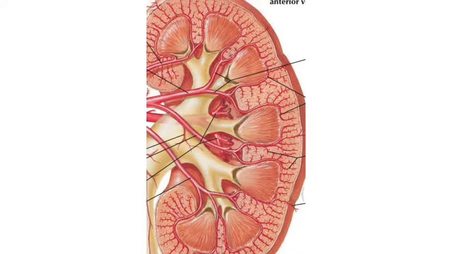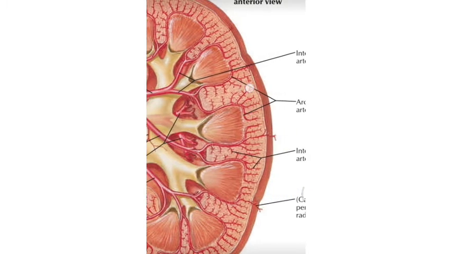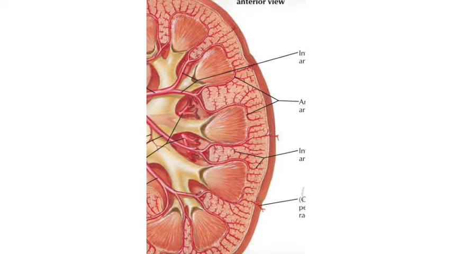adjacent arcuate arteries do not anastomose with each other. From the arcuate artery, you have the interlobular arteries. Interlobular arteries will arise, and they will give rise to the afferent arteriole of the glomerulus, and some arteries will supply the periphery of the kidney also.